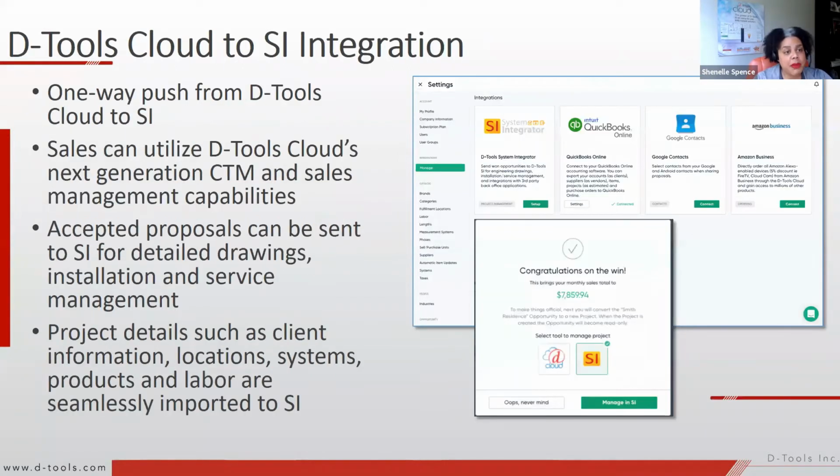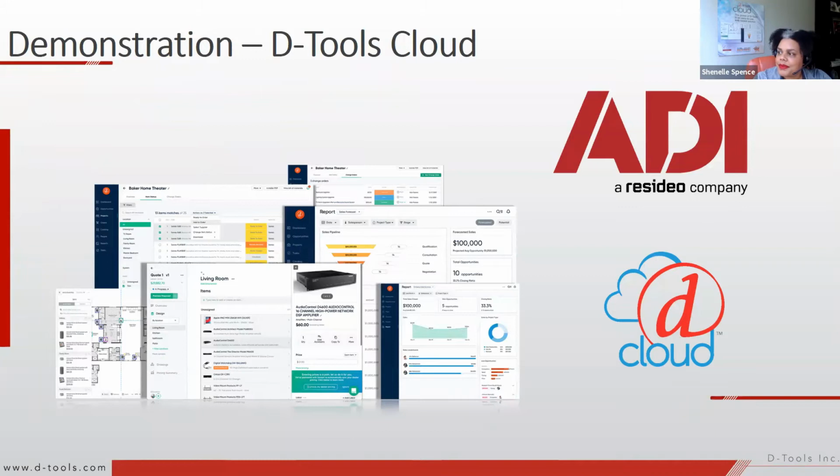Some of you may know and some of you may not, but we do have two products. System Integrator, better known as SI, is our flagship product, and Cloud is our newer product that we recently brought to market about 24 months ago. So we have an integration between both, so you can push your accepted proposals from D-Tools Cloud over to System Integrator for more detailed drawing as well as very robust project management. All right, so now let's hop into the software so I can show you how our powerful yet easy to use platform will streamline your business process.